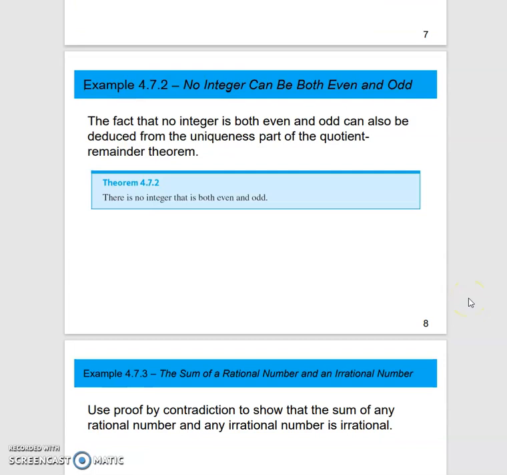All right, we talked briefly about this as well. There is no integer that is both even and odd. I believe the proof for that is part of your homework, so we'll see what you can come up with for that one.